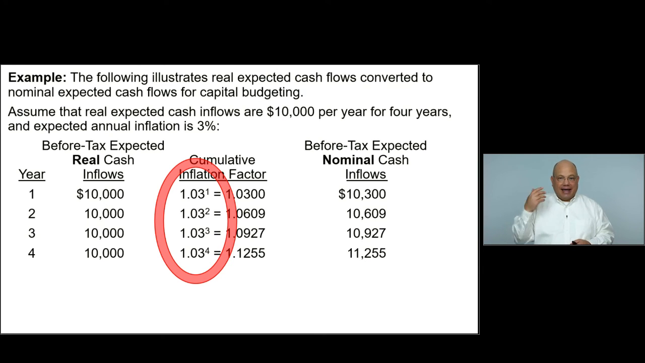And so for capital budgeting analysis, we use the nominal expected cash flows calculated. That's the amount that's going to go into all of our calculations. We don't have to adjust the initial investment because it's done at year 0. There's no inflation yet. So it's the nominal cash flows that are going to be adjusted for that.